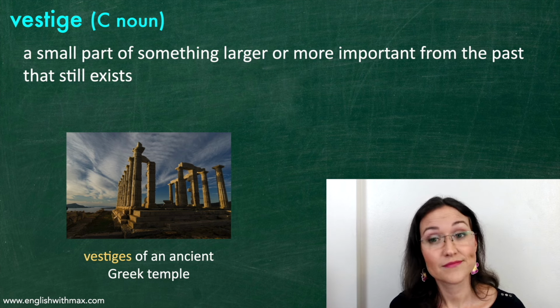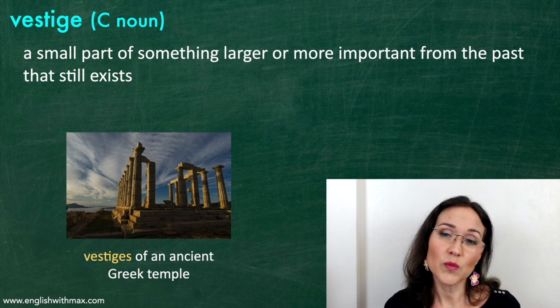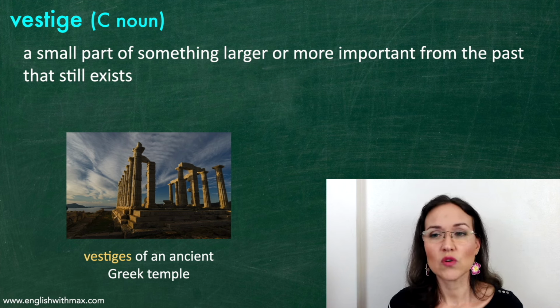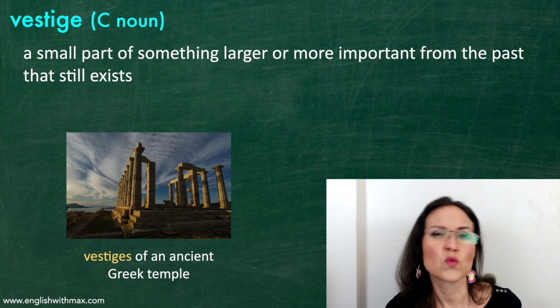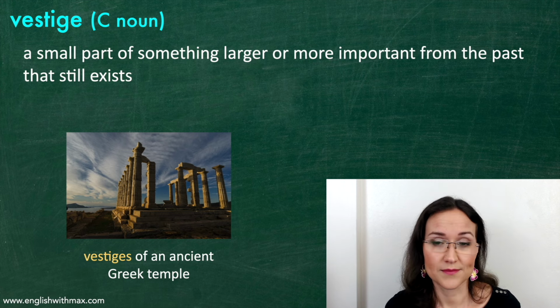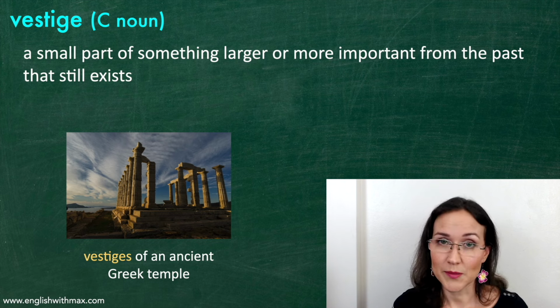Vestige. It's a countable noun. It means a small part of something larger or more important from the past that still exists. It's similar to relic or trace. In the picture, you can see some vestiges of an ancient Greek temple.